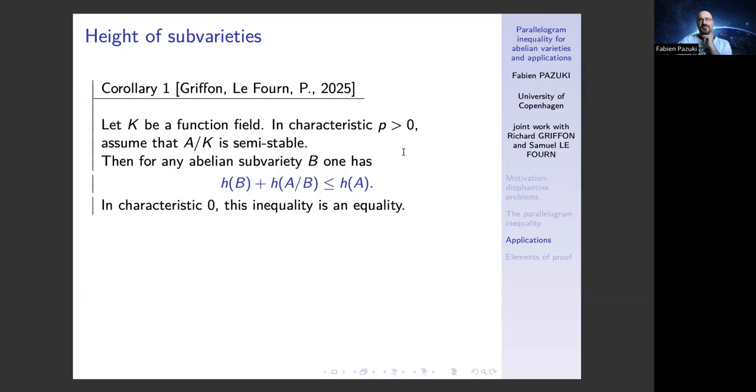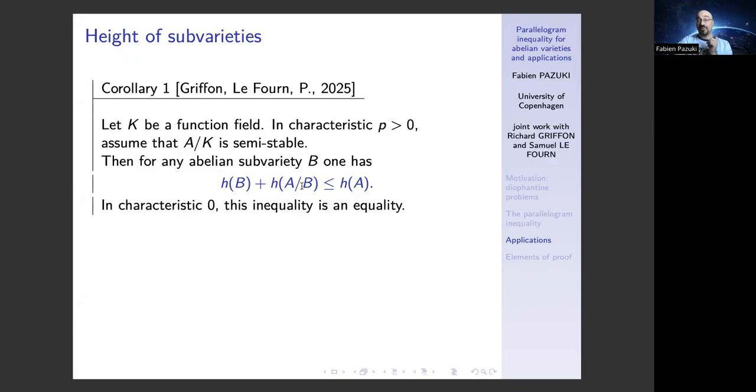Then we assume semi-stability here. Then, in fact, for any abelian subvariety B, one has not only that the height of B is less than the height of A, but the sum of the height of B and of A over B, this is an abelian variety quotient of A by B. Actually, the sum of the two is controlled by the height of A. So it's a bit more than expected in a way. If you normalize things correctly, then this guy is non-negative. And then you really have the control you want.